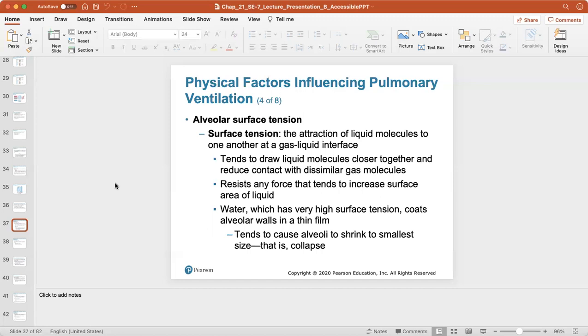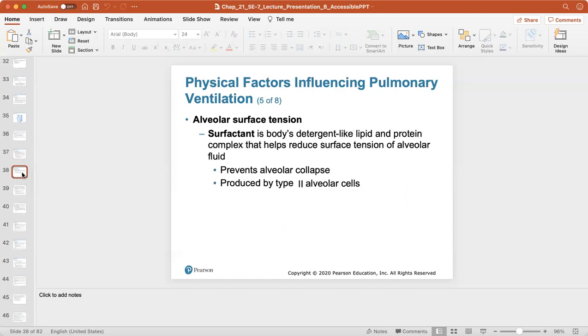It tends to draw liquid molecules closer together and reduce contact with dissimilar gas molecules, and it can resist any force that tends to increase surface area. So water, which has a very high surface tension, will coat the alveolar walls in a thin film, and this tends to cause the alveoli to shrink to the smallest size or collapse.